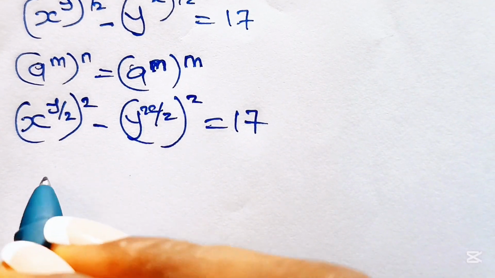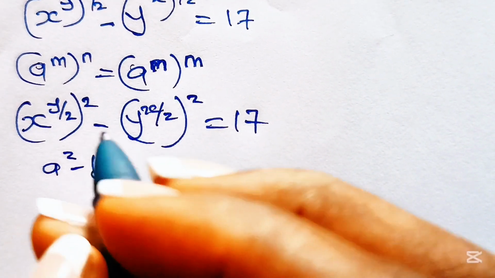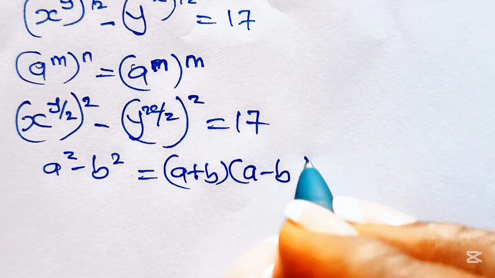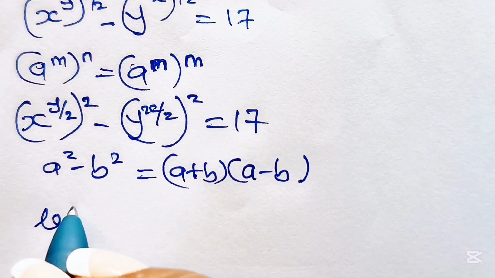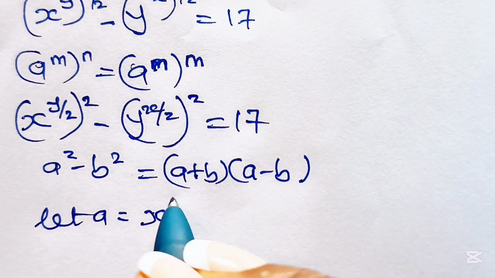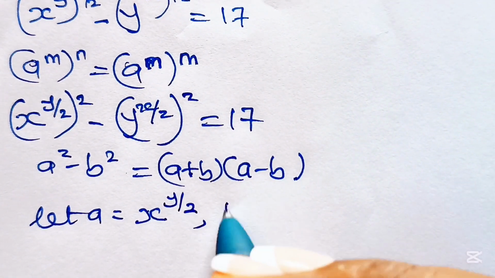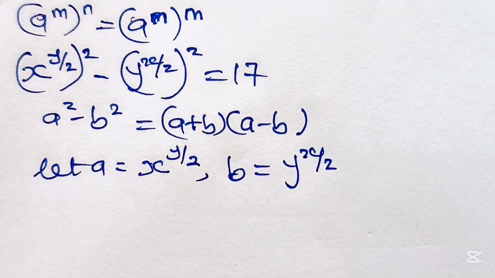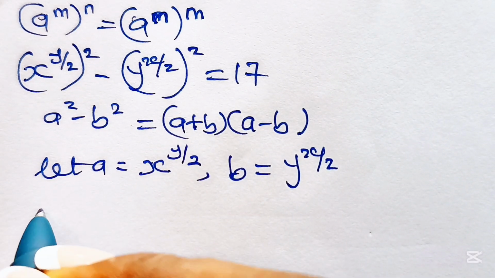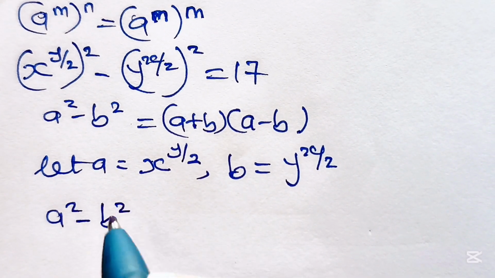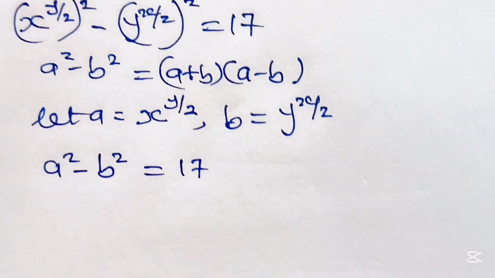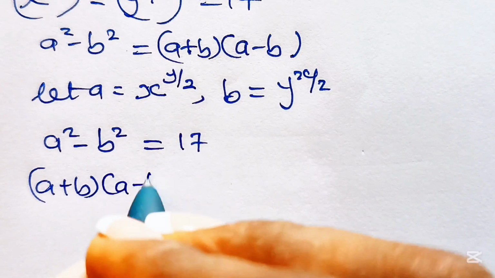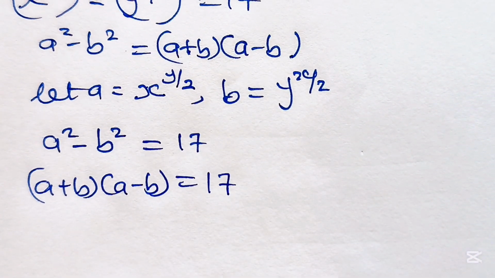Difference of two squares states that a squared minus b squared is equal to a plus b multiplied by a minus b. Okay? So if we let a be equal to x to the power of y over 2 and b be equal to y to the power of x over 2, that means that we can rewrite this as a squared minus b squared is equal to 17. Now this can be written as a plus b multiplied by a minus b is equal to 17.